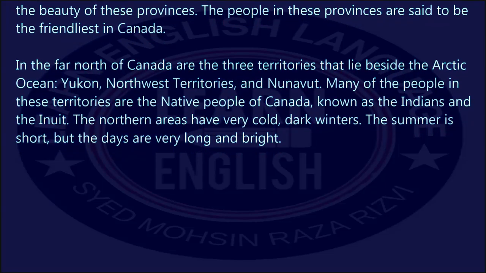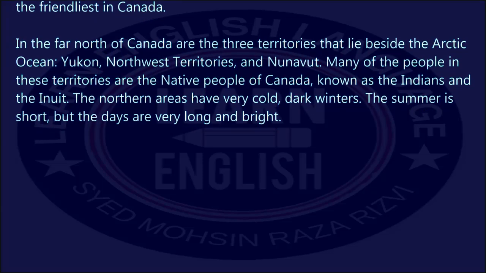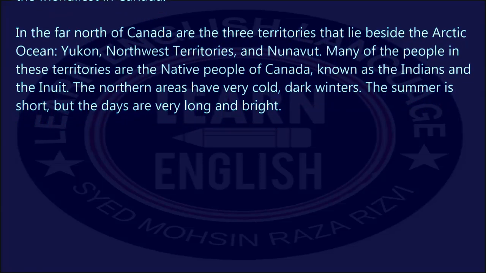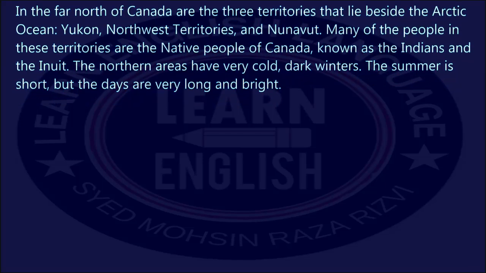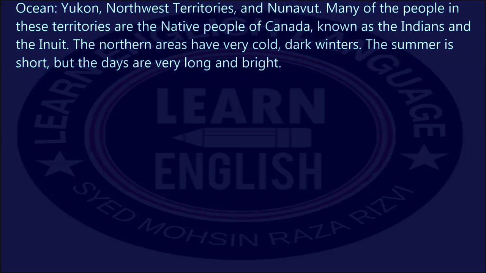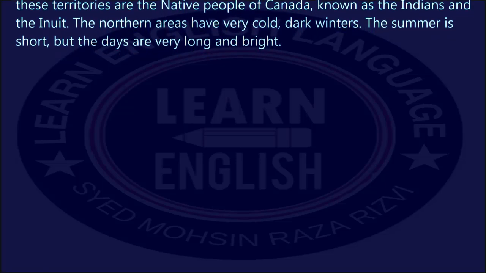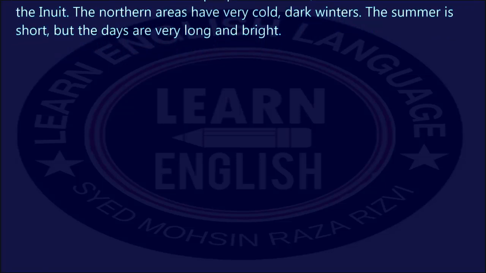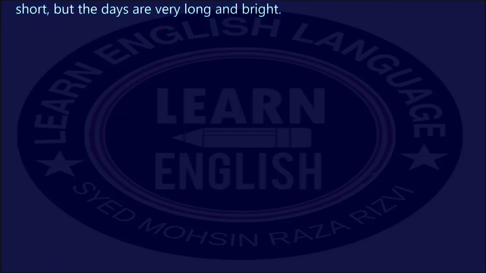In the far north of Canada are the 3 territories that lie beside the Arctic Ocean: Yukon, Northwest Territories, and Nunavut. Many of the people in these territories are the native people of Canada, known as the Indians and the Inuit. The northern areas have very cold, dark winters. The summer is short, but the days are very long and bright.